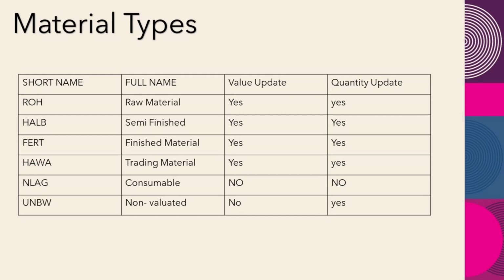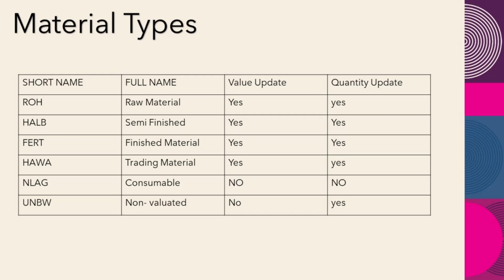Then you have trading material, just HAWA, it's the short name. Then you have NLAG, which is consumable. So these consumable materials cannot be stored, but they are directly consumed, so we don't maintain quantity update as well as value update. However, you can actually control the value update and quantity. If you don't want to update its quantity, you can disable it, and if you want to update its value, you can enable or disable it. So these attributes you can actually control in the customization of SAP, and then we will see how we can control.